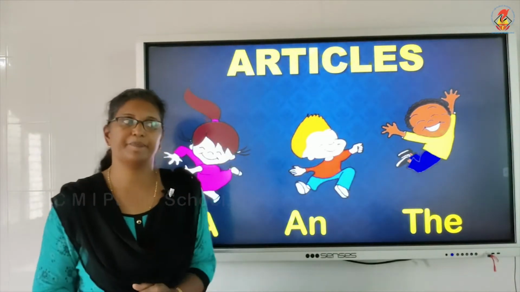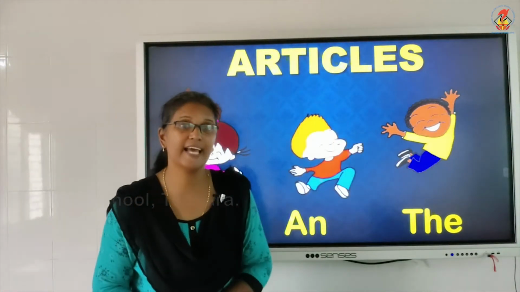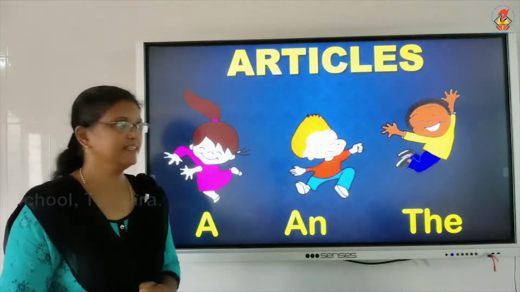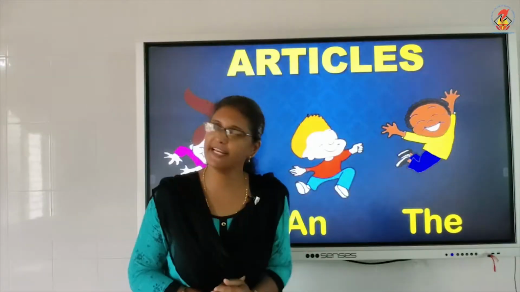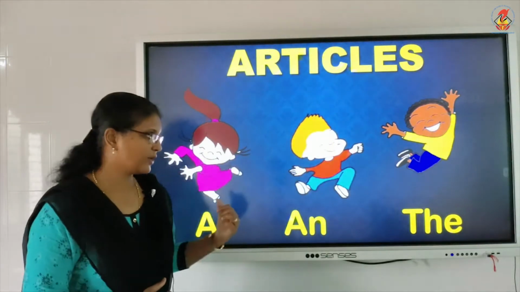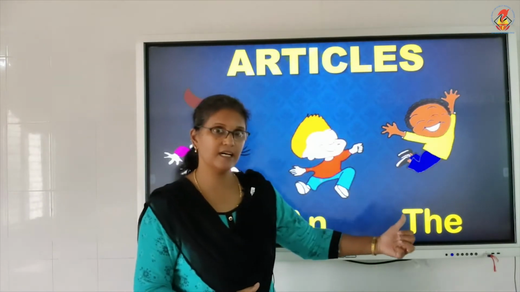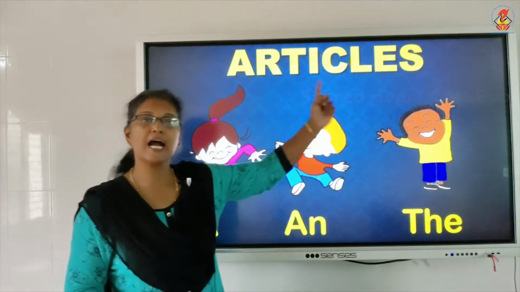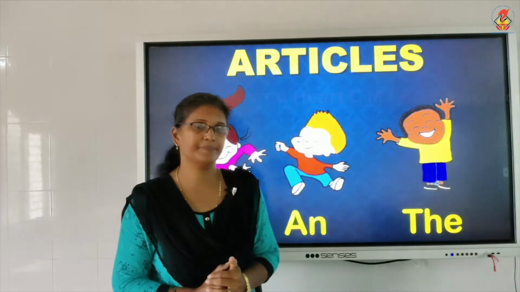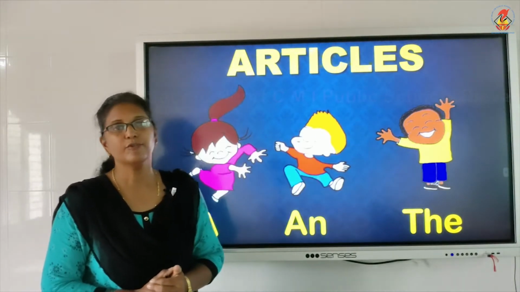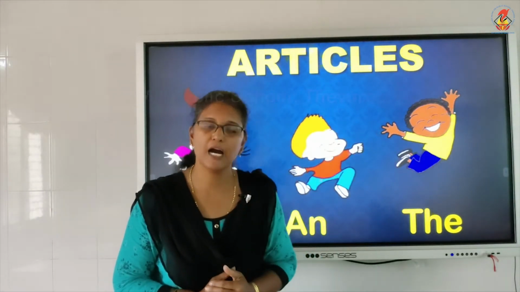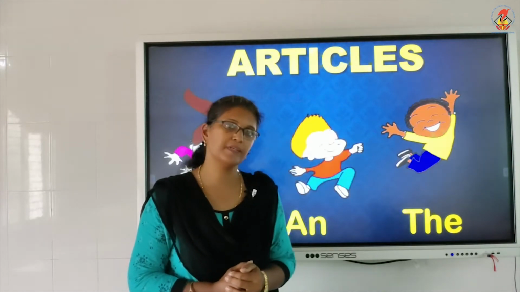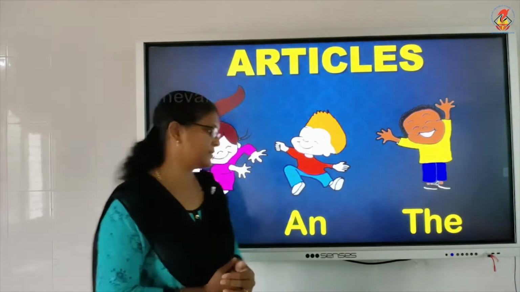So my little ones, in English we have 3 articles. They are a, an and the. These 3 are very good friends. So a, an and the are 3 article friends. As I said, we are going to learn 2 articles out of 3 in class 1. Let's see how it goes.